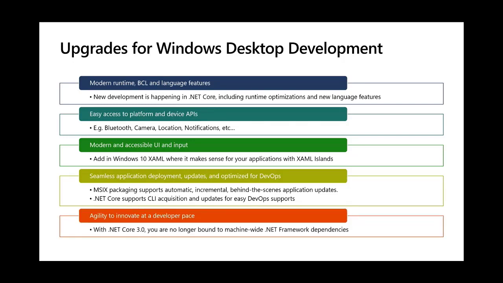And then finally, the agility to innovate at the developer pace. Because of the side-by-side and the self-contained distribution that's included with .NET Core 3, you're not bound to a specific version of the framework being available on a target machine, or getting that dependency installed on the target machine. That goes away, so you can really develop more at your own pace.